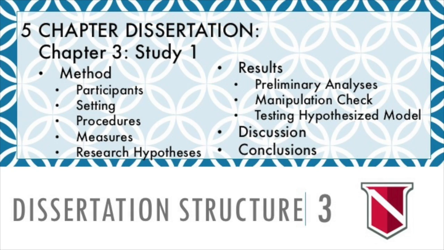In our chapter 3, we'd normally be talking about methodology, and Ko does do that. But in Ko's dissertation, he did 2 separate studies as a part of his dissertation. So in chapter 3, we see methodology, results, discussion, and conclusion of the first study of his dissertation.